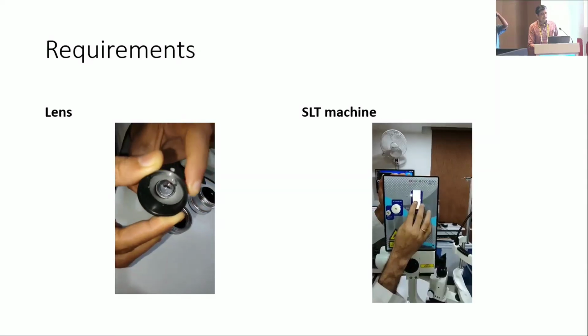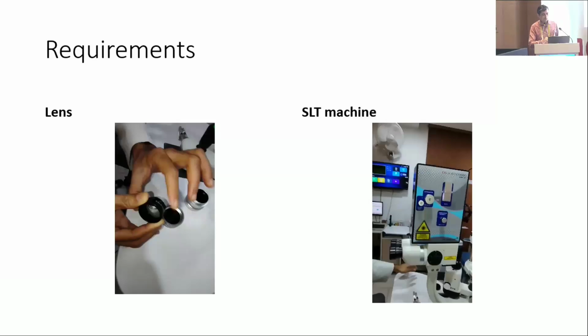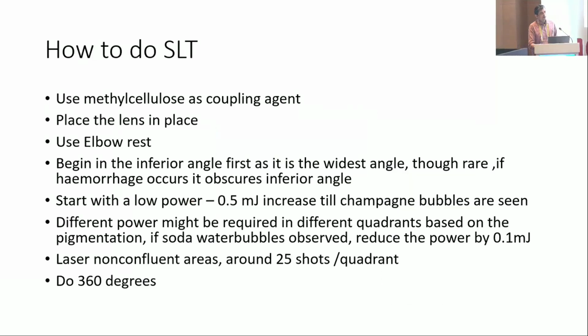That's our SLT machine, which we can shift between the capsulotomy mode and SLT mode. We start with the lower power, maybe 0.4 millijoule, and then slightly increase in 0.1 millijoule steps until we start seeing the champagne bubbles. We have to do it for 360 degrees, and there should be around 25 shots per quadrant. So overall 100 shots.